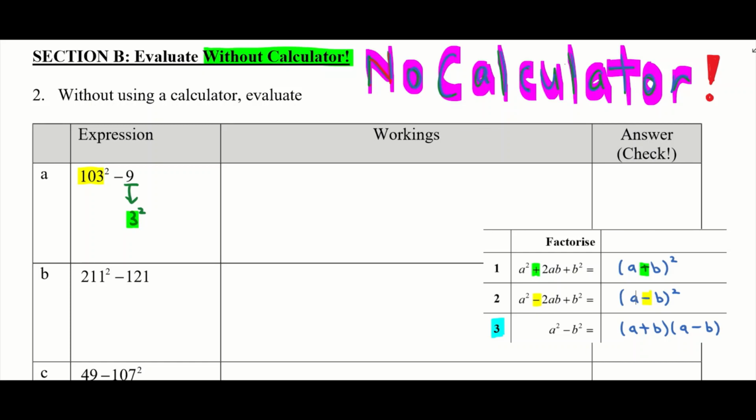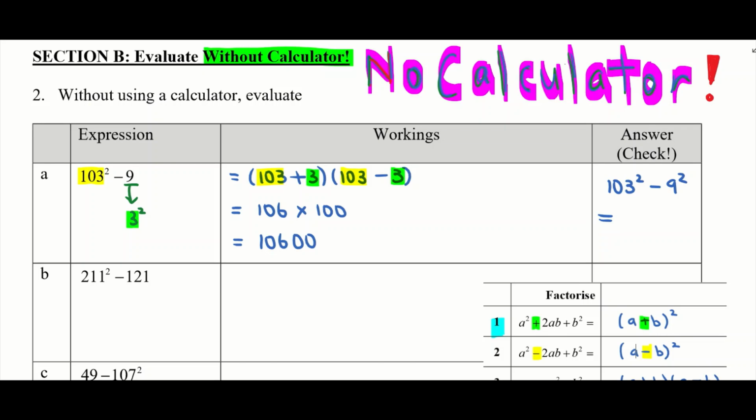So let's write down the factorized form for this expression. A² − B² equals (A + B)(A − B). And I did this step without using a calculator. 103 + 3 equals 106, times 103 − 3 gives me 100. The answer is 10,600.